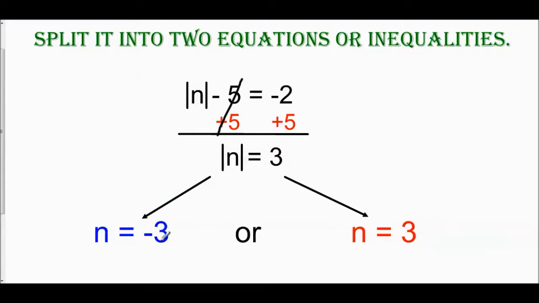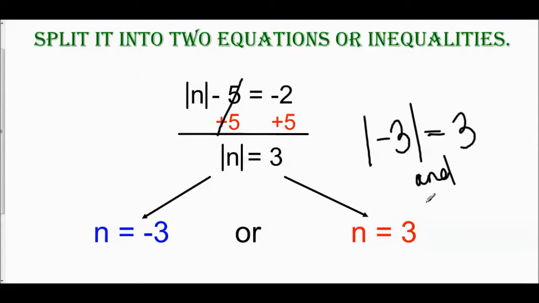Here's why this works. If you put -3 back into that, the absolute value of -3 equals 3. And likewise, if I put +3 into that, the absolute value of +3 is also 3. And you can put both of those into this original equation because either way, the absolute value, positive or negative, is going to be +3, minus 5 is going to be -2.